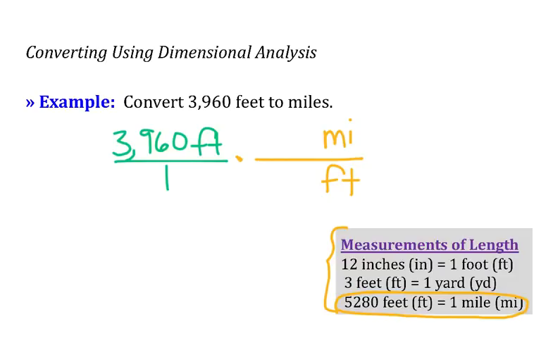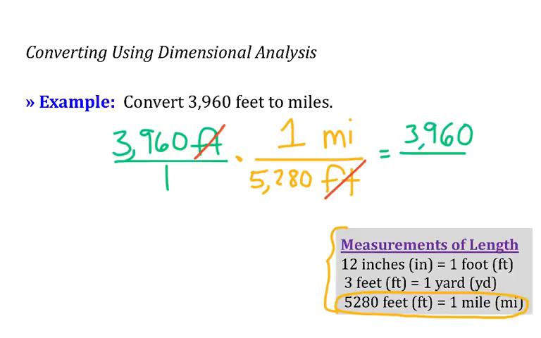So we know in 1 mile there are 5,280 feet. So I can see now, again, feet canceling out. And this just means I have 3,960 times 1 in the numerator, which is still 3,960. 1 times 5,280 in the denominator. Unit on our answer again here will be miles.